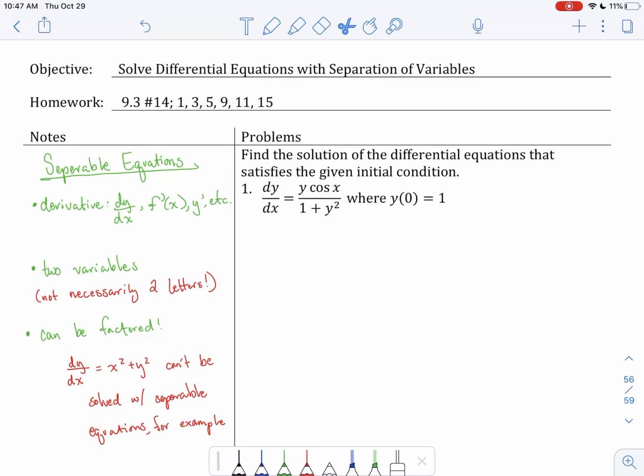We're going to be talking about solving those differential equations that we were looking at with slope fields. Again, we are in 9.3 this time, so make sure that you're going all the way to chapter 9 for the homework, and get yourself ready for notes.